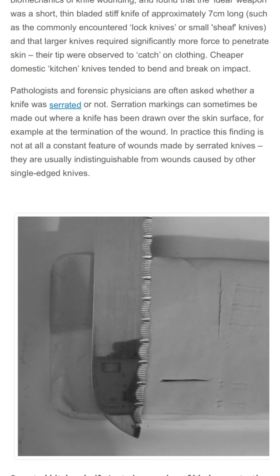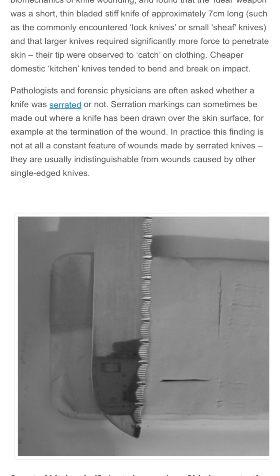Now, they talked about whether a knife is serrated or not. And it says serration markings can sometimes be made out where a knife has been drawn over the skin's surface, for example, at the termination of the wound. In practice, this finding is not at all a constant feature of wounds made by serrated knives. They are usually indistinguishable from wounds caused by other single-edged knives.